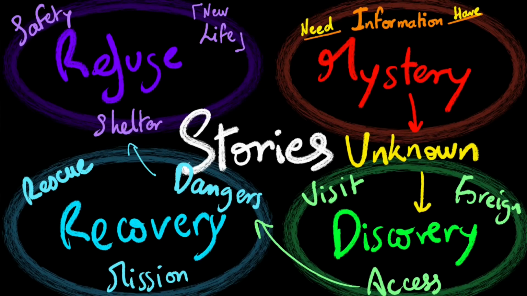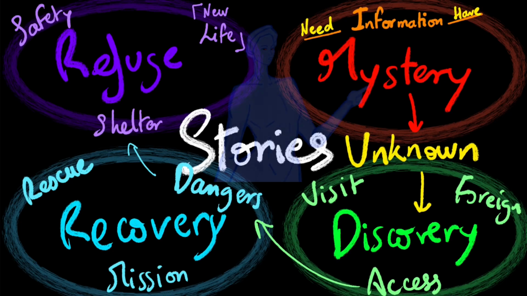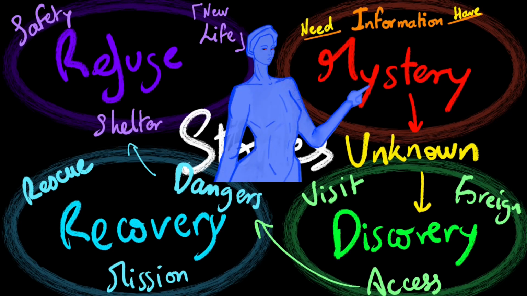Stories are based on information deficit. Your characters will always have information and will always be in need of information. What you should ensure is that the balance between the need and the have is relatively good.